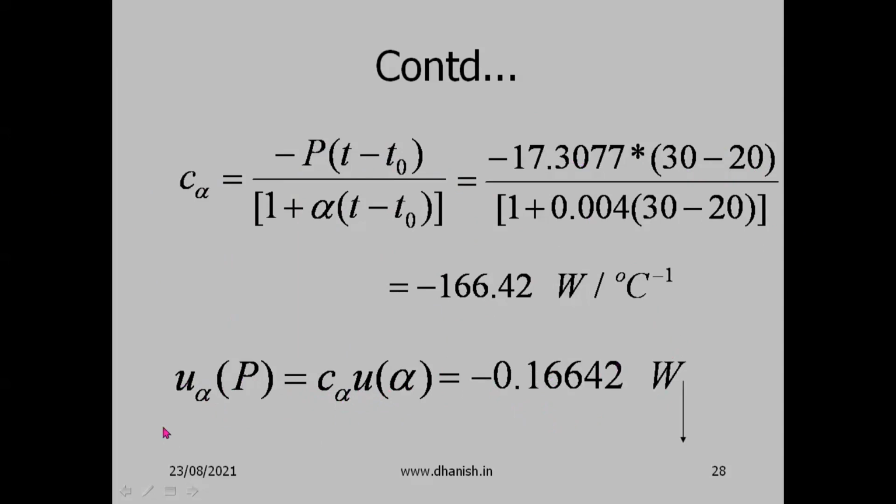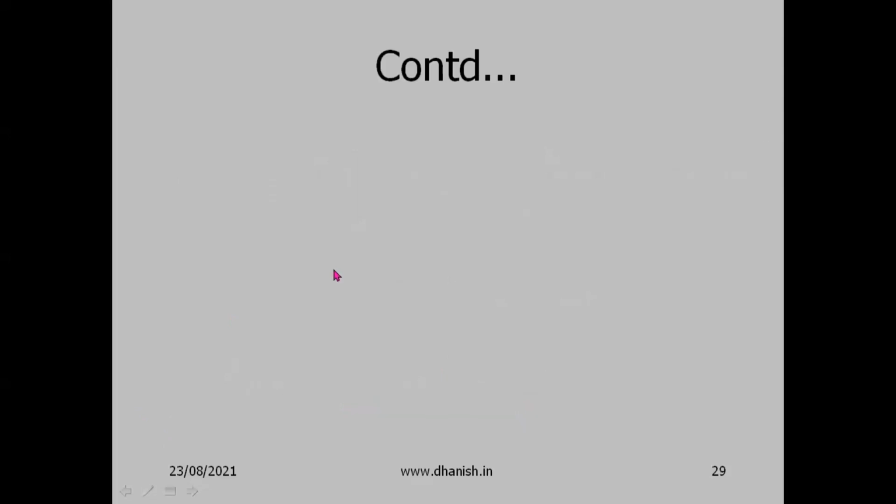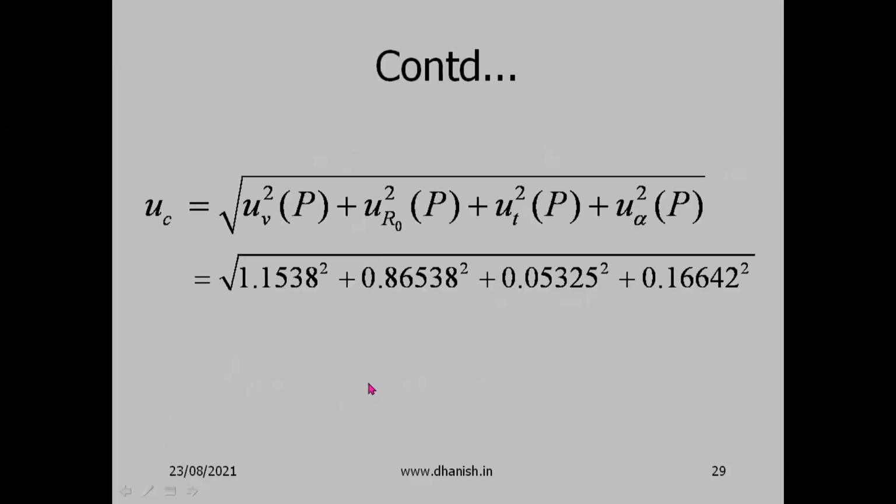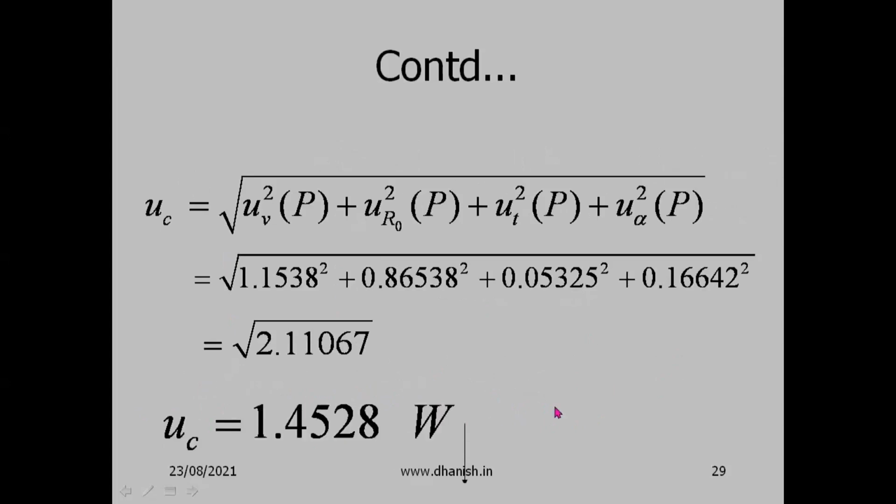So now you have got the uncertainty due to each source. So we apply the root sum of squares of all the uncertainties to get the combined standard uncertainty, 1.4528 watt.